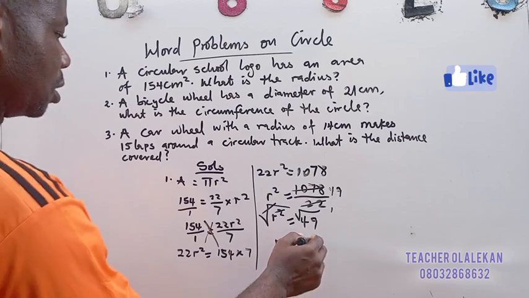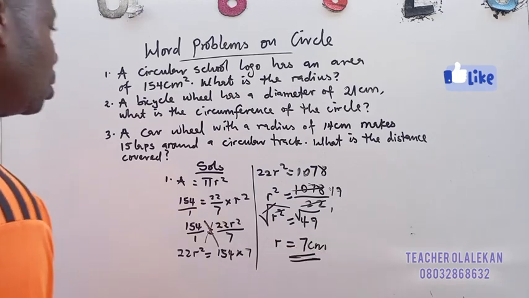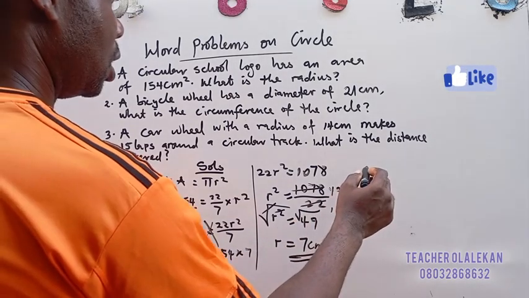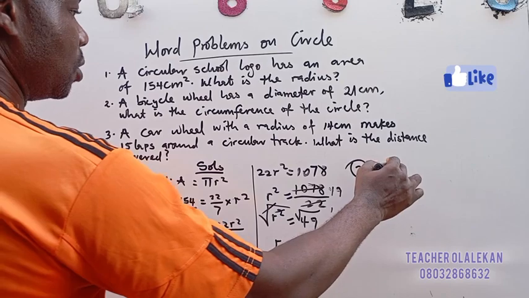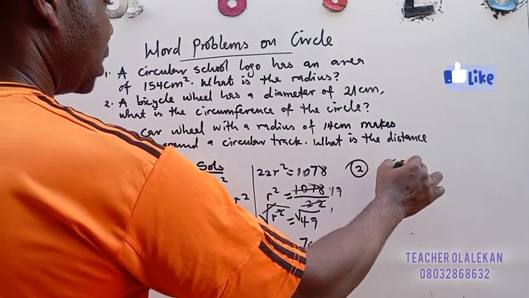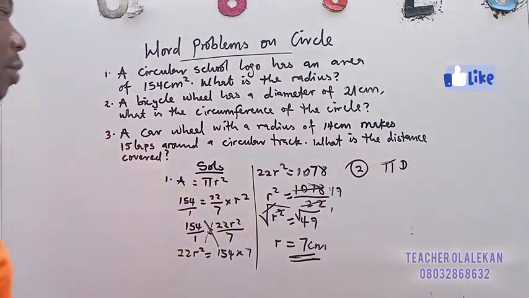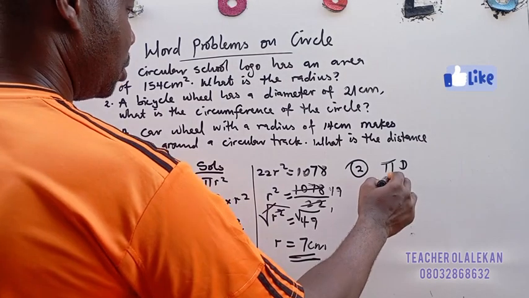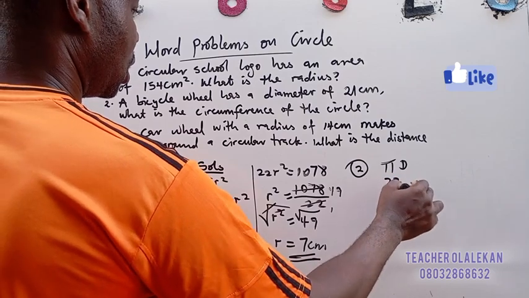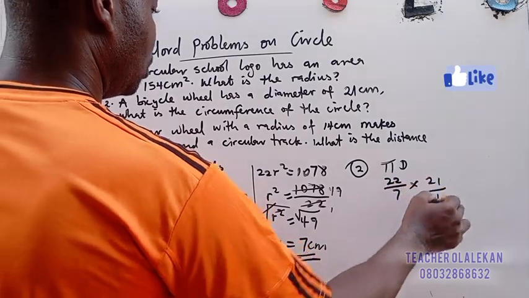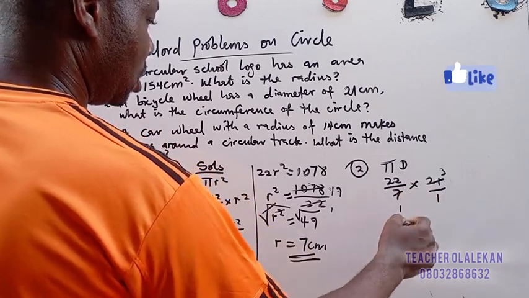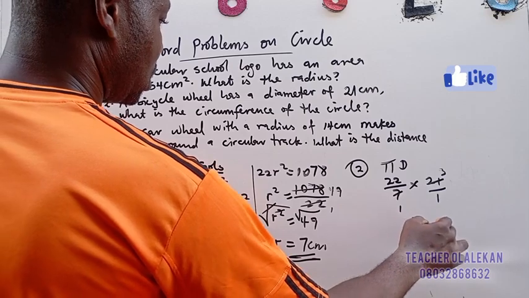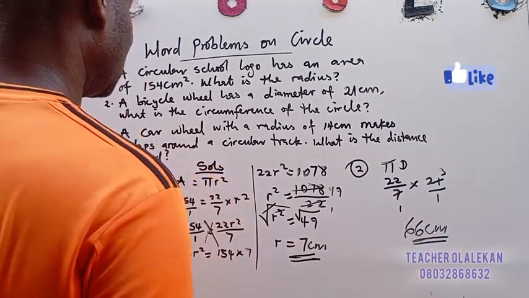So now for number 2. For number 2, let's do the solution here. The diameter is given, so we're going to use pi d. We're just looking for the circumference. I think that's straightforward and very easy to do. So that will be 22/7 times 21/1. Here 1, here 3. So the answer is 66 centimeters, since it is circumference.